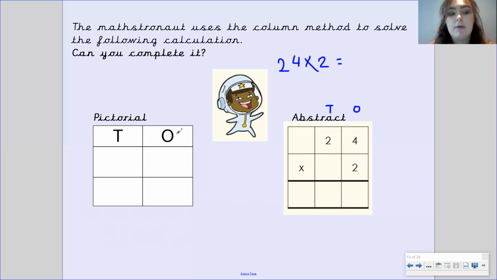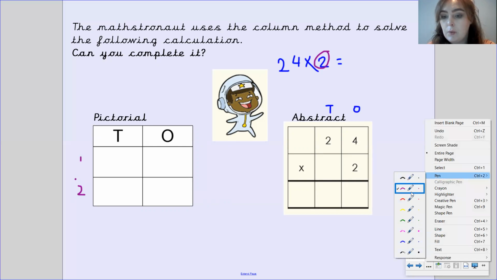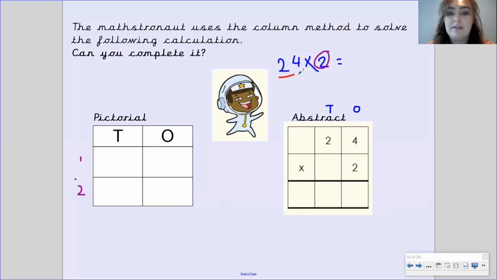Okay, so if we look at the pictorial method, we know that we have got 2 groups because we are timesing by 2. And within each group, we have got 24, which means we need to have 4 ones because you have got a 4 in the ones column and 2 tens because you've got a 2 in the tens column. And then you need to do that again in the second group.